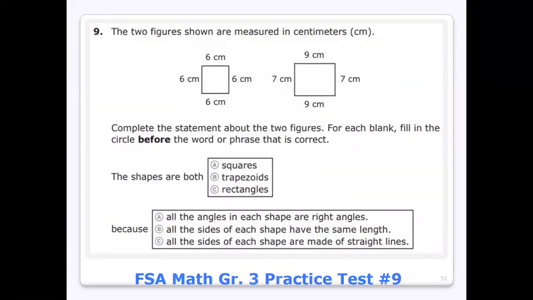So here's one example of how it might look. This is the grade 3 practice test, item number 9. Notice at the bottom you have the shapes are both, and then you have this box with A squares, B trapezoids, C rectangles. And then on the next line, because, and you have another box with A, B, and C answer choices to end the sentence. Obviously that would not work for a Braille reader.